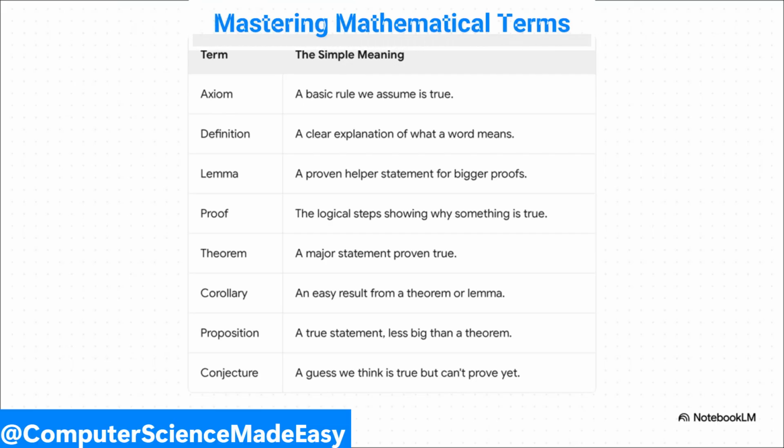You've got your axiom, the basic rule you just assume is true, your definition, the crystal clear meaning of a word, the lemma, your helpful little sidekick, the proof, the logical steps that show something is true, and that leads to the big one, the theorem, the major proven statement. And from that, you get the corollary, the easy bonus prize, and other propositions. And out there on the horizon, the conjecture, the guess we're all trying to prove. That right there is the language of math.